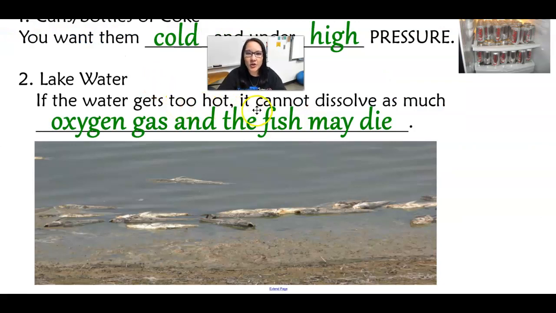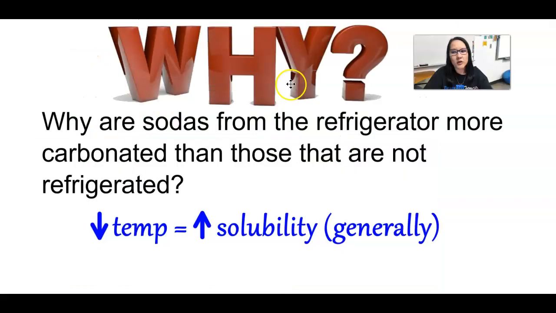Consider this example of lake water. If the water gets too hot, it cannot dissolve as much oxygen gas, in which the fish may die. So you'll notice during the day, as the sun comes out and the water gets warmer, the oxygen content gets lower and lower, and so fish have to dive down to colder waters lower in the lake in order to have more oxygenated water. So why are sodas from the refrigerator more carbonated than those that are not refrigerated? And it's because as you decrease temperature, cool down the liquid, you increase how much gas can be dissolved.